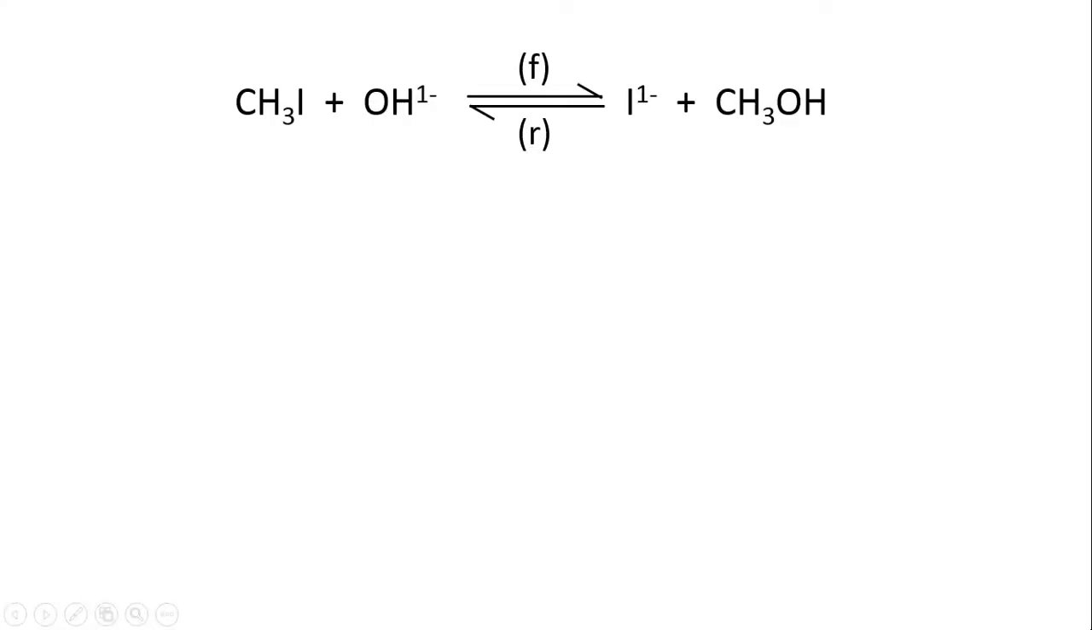Reaction rates are dictated in part by the energetics of the individual bonds that break and form during a reaction. Let's use this reaction as our prototype. CH3I, which is called methyl iodide, reacts with hydroxide ion to form iodide ion and CH3OH, which is methanol. This is the forward process indicated by the letter F. This is a reversible process, so reading the reaction backwards gives the reverse process, indicated by the letter R.